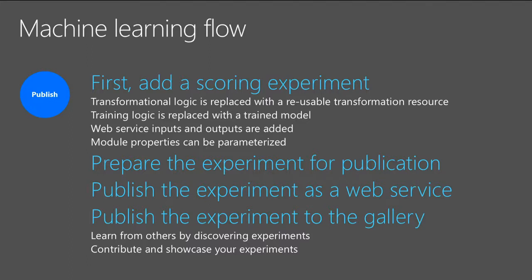We're now at the point where we've decided, yes, we've found the model that's proven itself to be accurate and reliable, so we're going to publish it. The steps here is first then to add a scoring experiment. This is going to do some manipulation of the design in preparation to publish this experiment to be an optimized web service method. We're going to prepare it for a scoring experiment, and then I'm going to publish it as a web service.